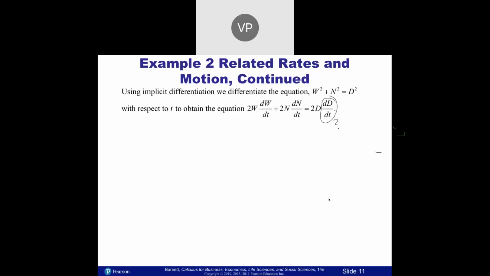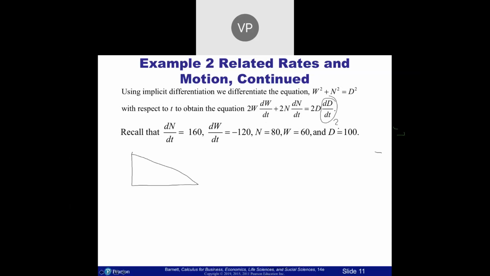And they gave us all those. Okay, so remember, they told you the northbound plane, the distance is changing at a rate of 160. That goes in this dN dt. They told you the westbound plane is going at a rate of 120, but because that means the distance W is decreasing, that's a negative 120. They didn't tell us 80 directly, but they told us that it was a half hour later. So at the moment we freeze the picture, what we know is this is 80, this is 60. And we plug both of these into the Pythagorean theorem, and we can deduce that D is going to be 100.